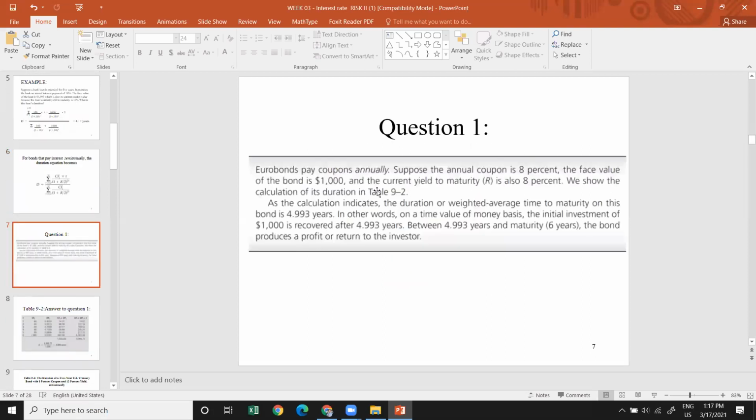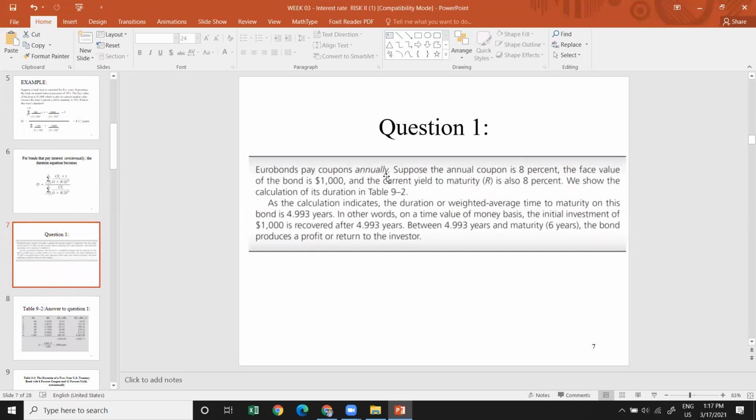Here we're given a question about a Eurobond that pays the coupon annually. Why am I doing it quickly? I feel that you have already covered this in the previous finance course, but I'm going quickly so I can get into the questions more and we'll solve more. If there is anything that you cannot understand, just stop me. I will go more slowly, okay?